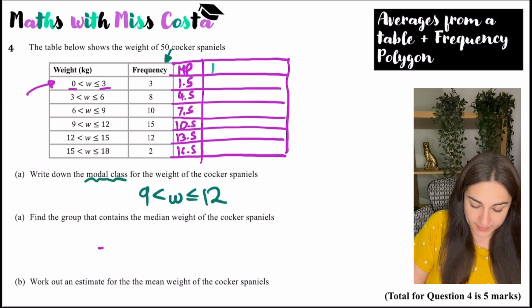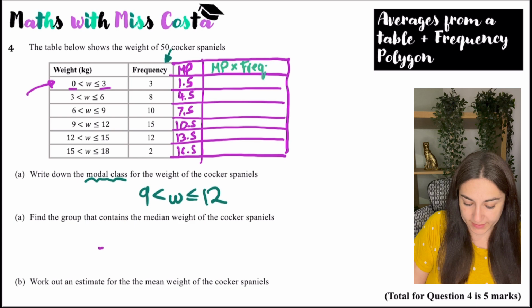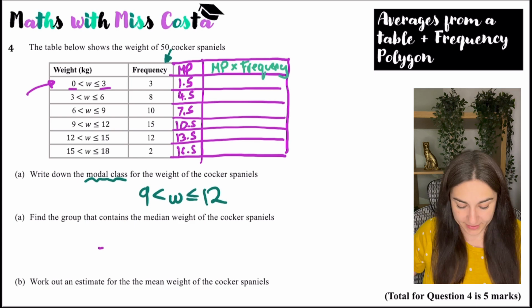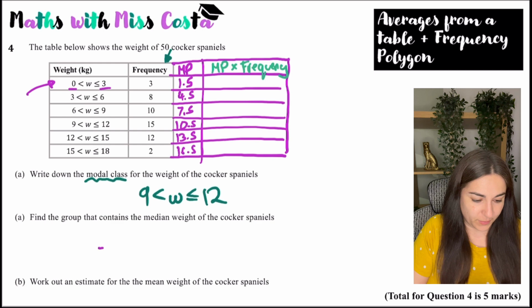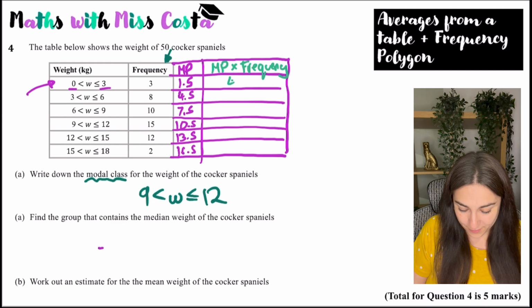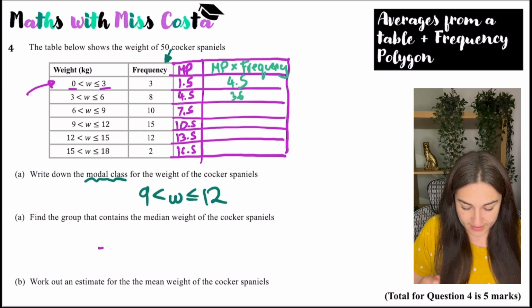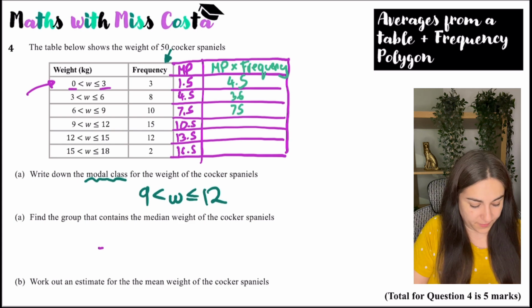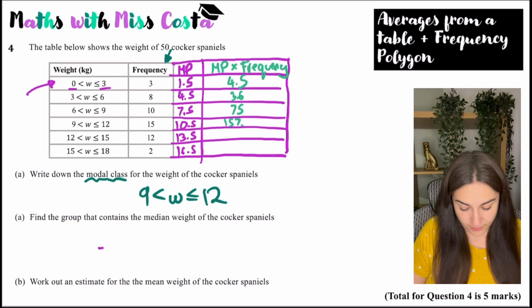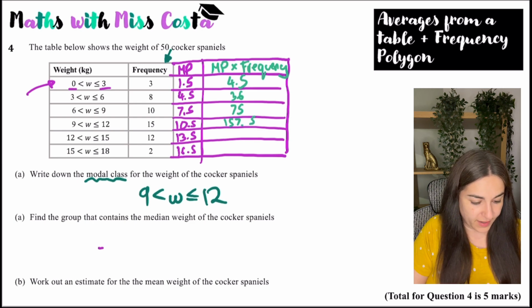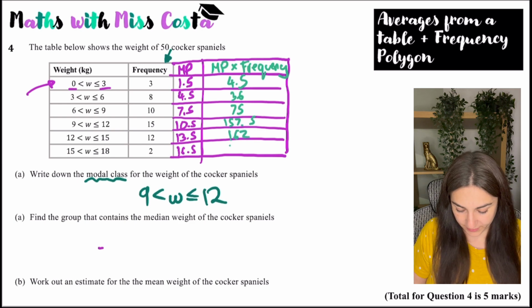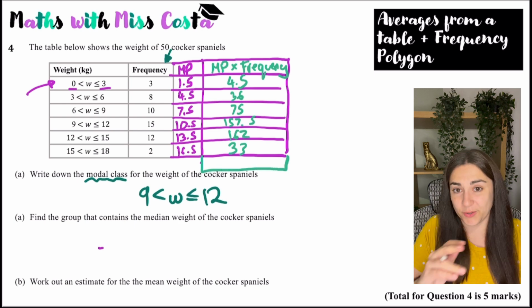And then the last column is going to be your midpoint times the frequency. I'm just going to use a calculator for this because it's a calculator paper. 3 times 1.5 is 4.5. 8 times 4.5 is 36. 10 times 7.5 is 75. 15 times 10.5 is 157.5. 12 times 13.5 is 162. And 2 times 16.5 is 33. So once you've done that, you find the total.